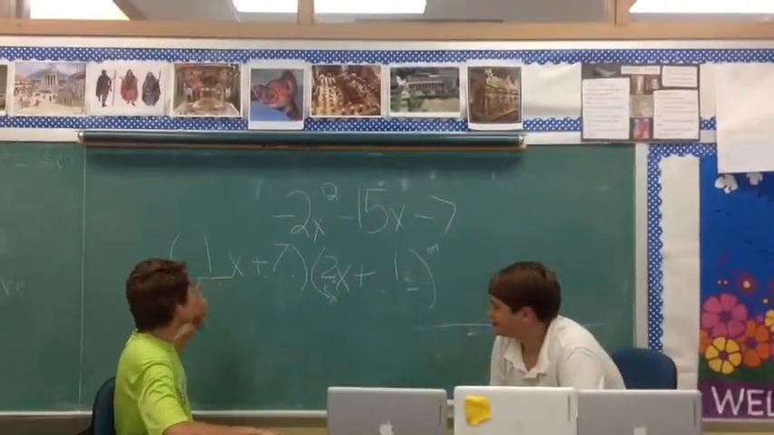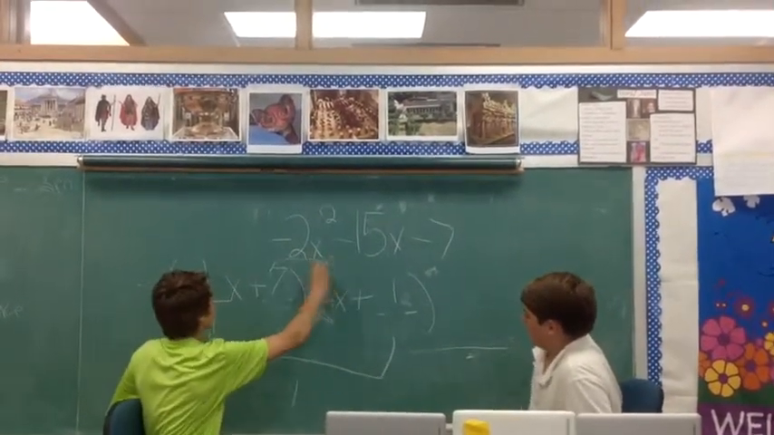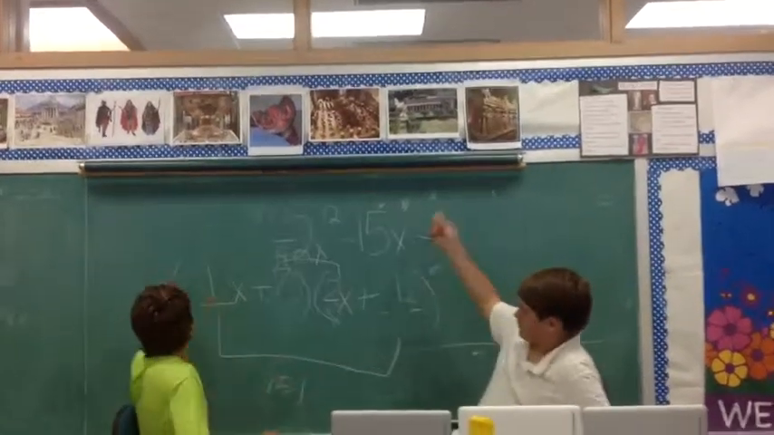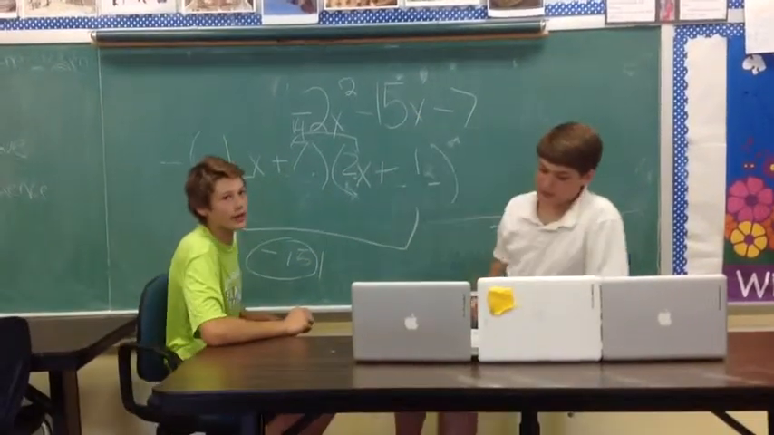Alright, and now let's see. 1 times 1 is 1. 7 times 2 is 14. Add those together, it's 15. So wait, this one's negative. But the negative on the parentheses makes it negative. So that is the right answer.